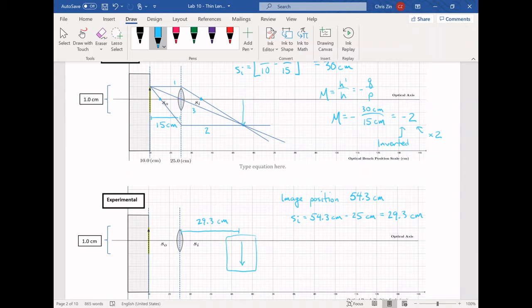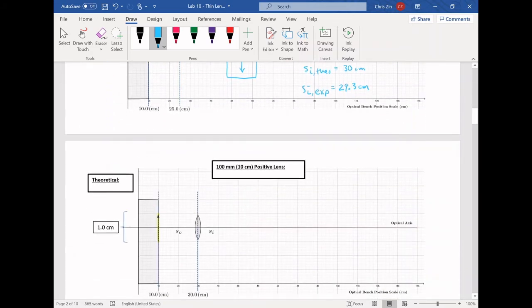Notice this is a pretty good result. We found above that the theoretical image distance was 30 centimeters, and experimentally we found that the image distance was 29.3 centimeters. So that's pretty good. We also found that the image was inverted, which is what we predicted as well. Okay, so we got our results and we are happy with our results. So we will move on to the next part of the experiment.